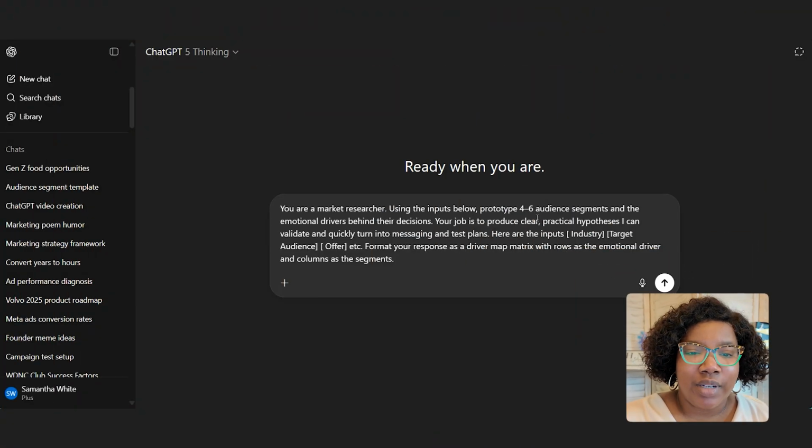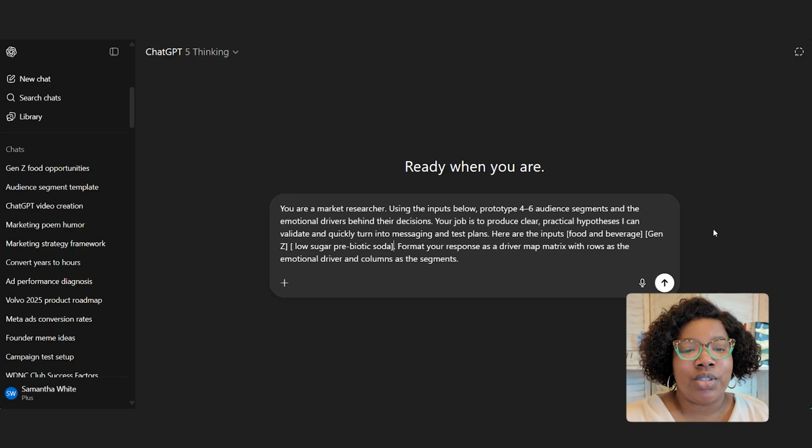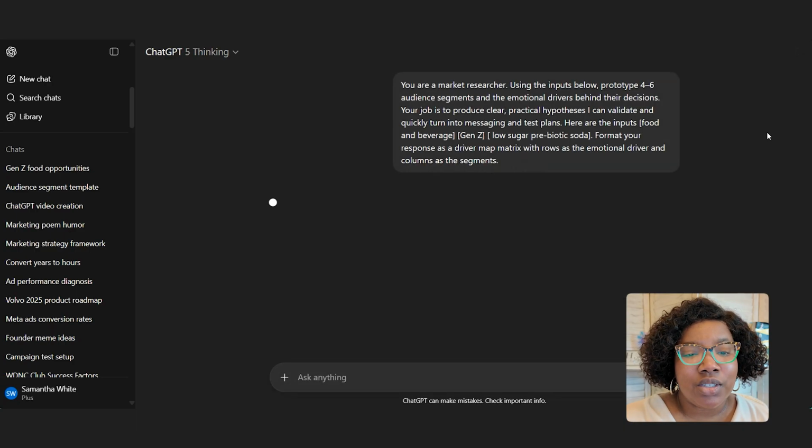You are a market researcher. Using the inputs below, prototype 4 to 6 audience segments and the emotional drivers behind their decisions. Your job is to produce clear, practical hypotheses I can validate and quickly turn into messaging and testing plans. Here are the inputs. Enter your inputs, so industry, target audience, your offer, etc. Format your response as a driver map matrix, which shows the emotional drivers as rows and columns as the segments.